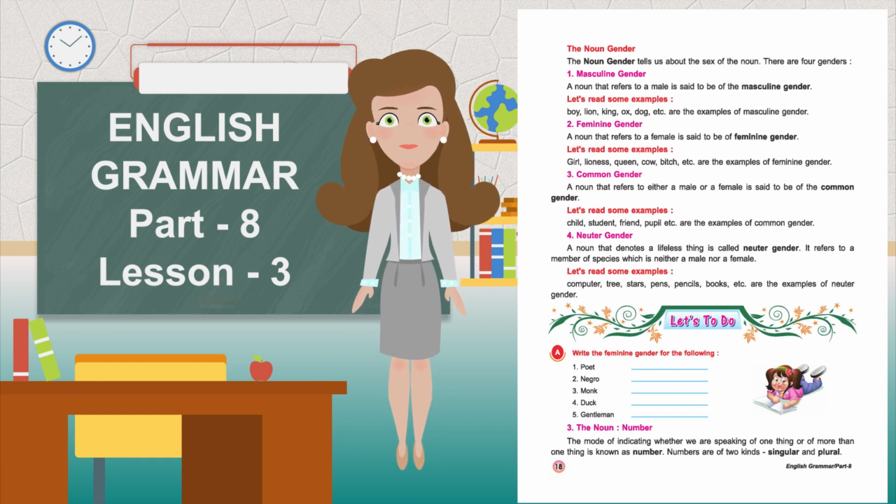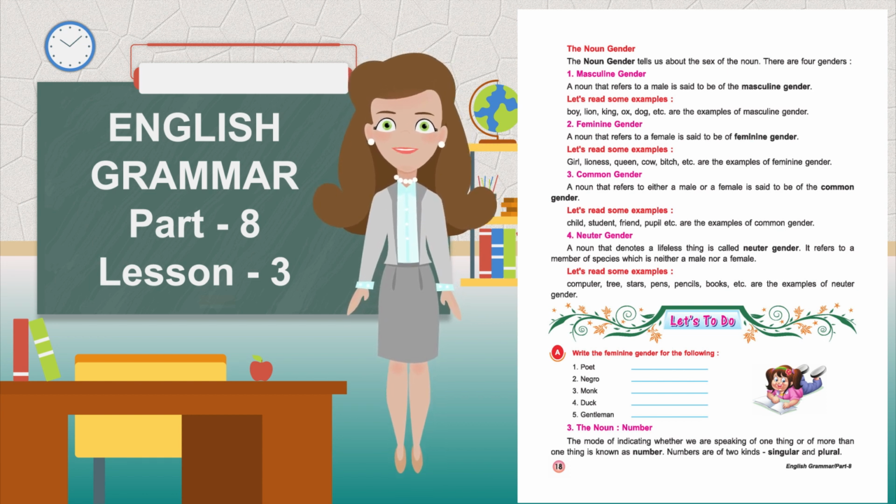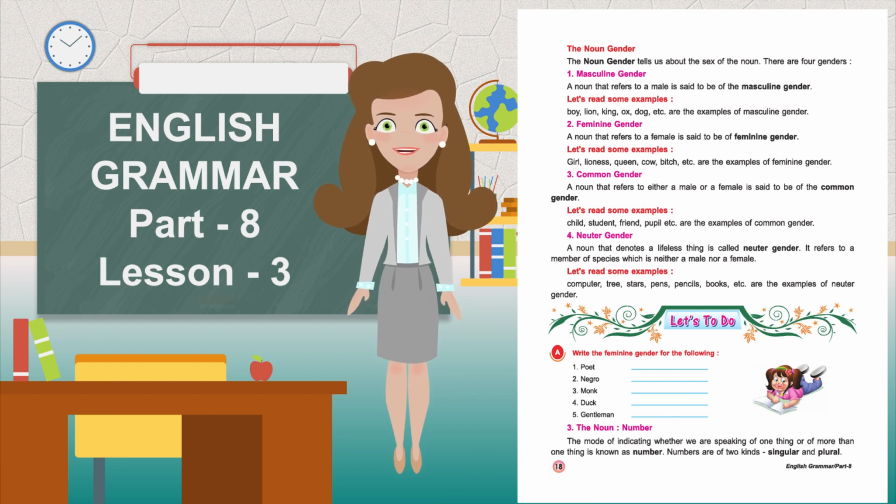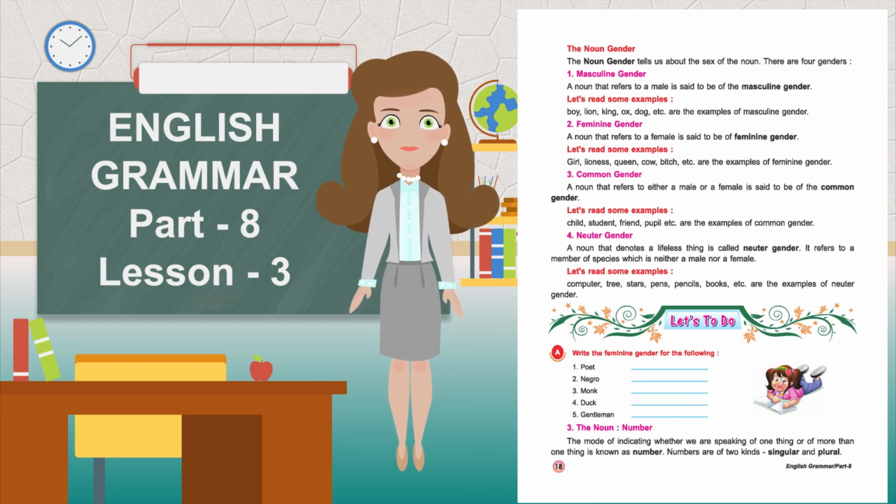Feminine gender. A noun that refers to a female is said to be of feminine gender. Let's read some examples. Girl, lioness, queen, cow, bitch, etc. are examples of feminine gender.